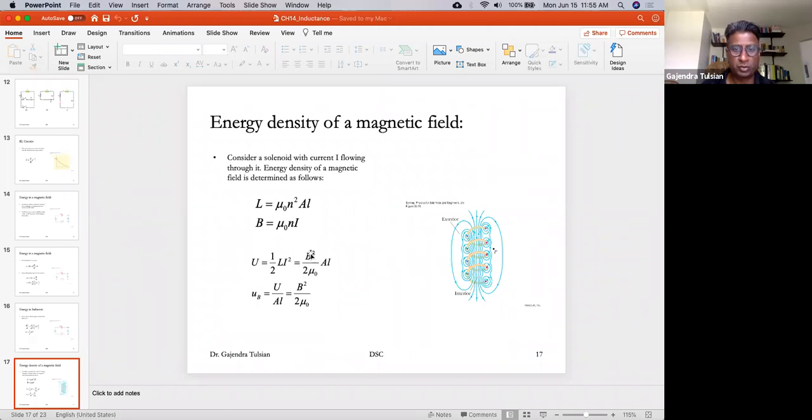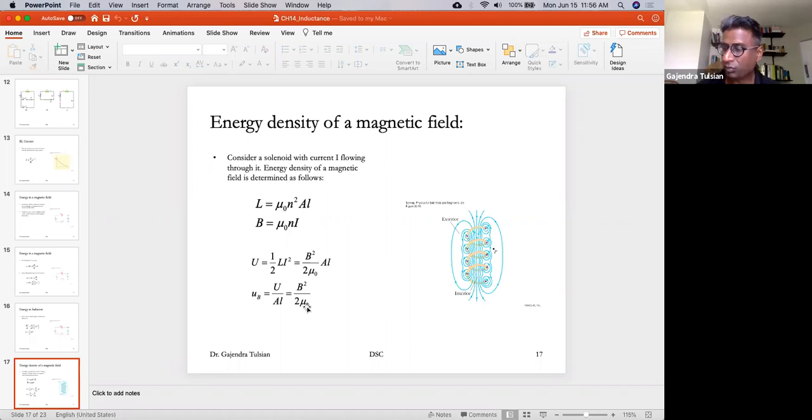B squared by 2 mu naught times the volume of the solenoid. So what this tells you is this is the energy per unit volume in the magnetic field. So for 1 meter cube of this field, that much energy is stored. If the field were 0, the energy stored is 0. So the energy density, or energy per unit volume, is equal to B squared by 2 mu naught.